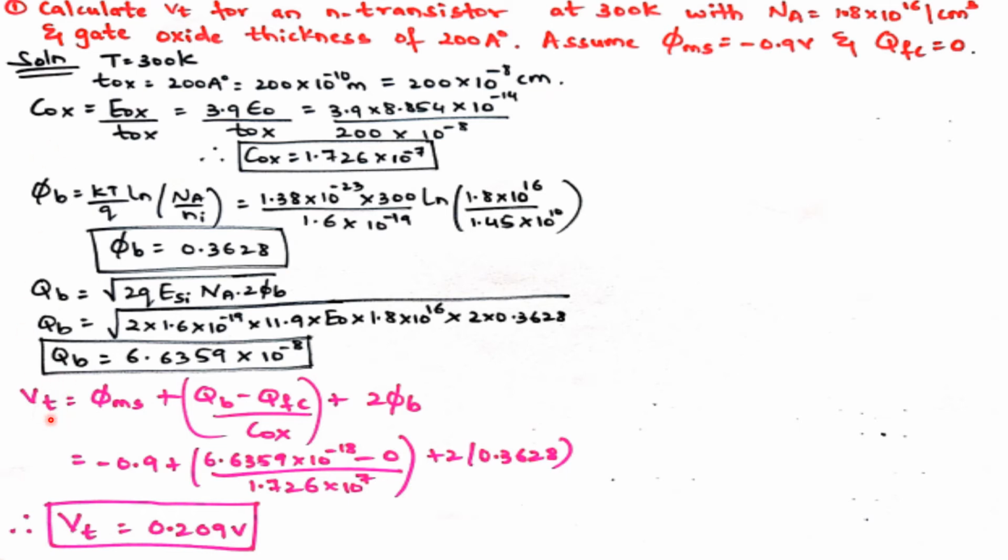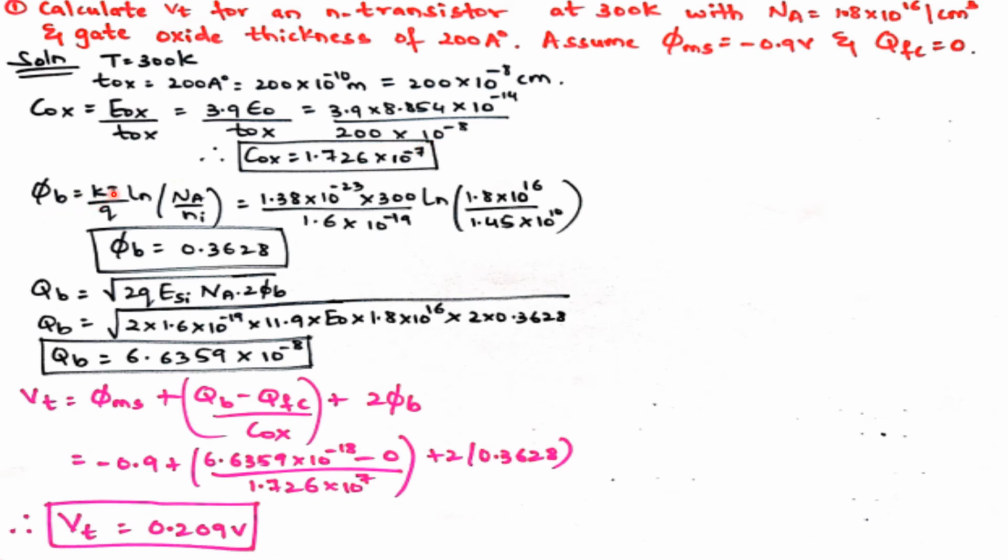So before we calculate Vt, we need to calculate oxide capacitance, phi B bulk potential, and QB, that is bulk charge. So Cox is Eox by Tox, and permittivity of oxide is 3.9 times of epsilon naught by Tox, where epsilon naught value is 8.854 into 10 raised to minus 14. So once you substitute these values, Cox will be 1.72 into 10 raised to minus 7.